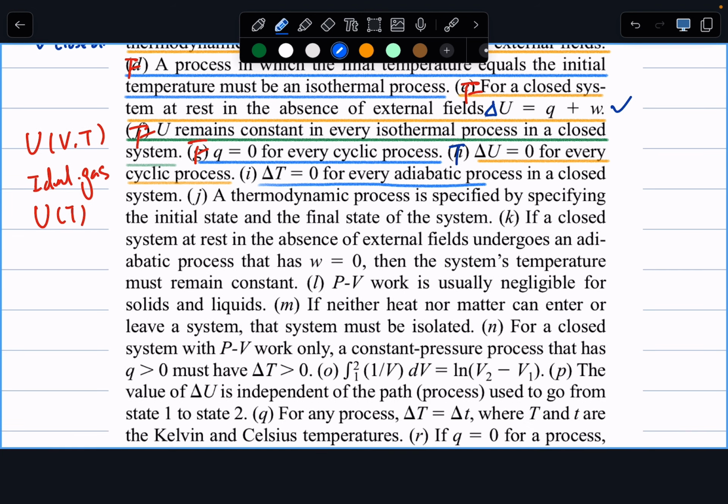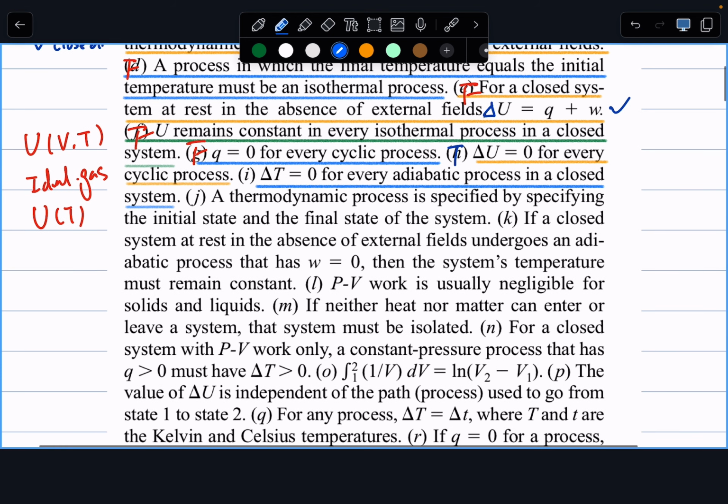Next up, delta T equals 0 for every adiabatic process in a closed system. So we're talking about an adiabatic process in a closed system. In this case, an adiabatic process tells us Q equals 0. But we have no idea how my internal energy changes, we have no idea how the work changes, and naturally, we don't know how the temperature will change alongside it.